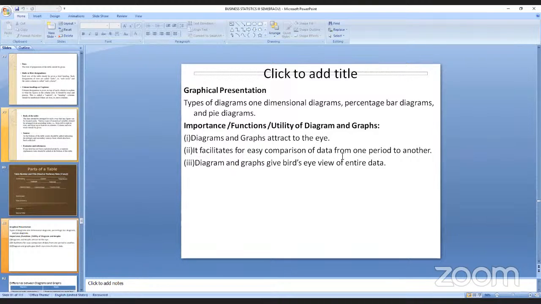It will be given a different classification and it facilitates easy comparison. So when you're doing the diagram and the graph, comparison can be made from one period to another. And diagrams and graphs give a bird's eye view of the entire data. Means if you are making one picture of the diagram, at a glance you can see the complete picture and you can give the explanation about the diagram or the graph. Got my point?